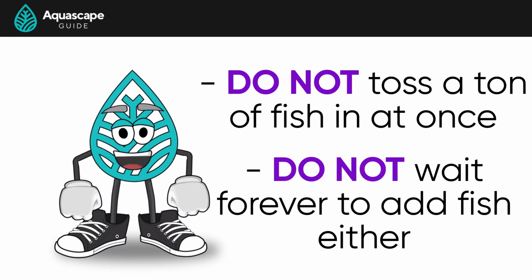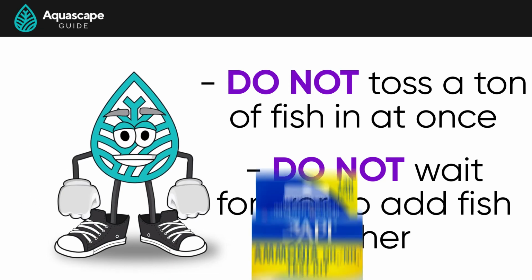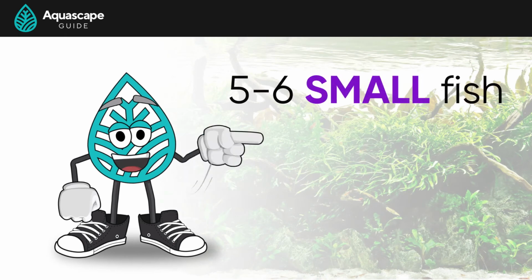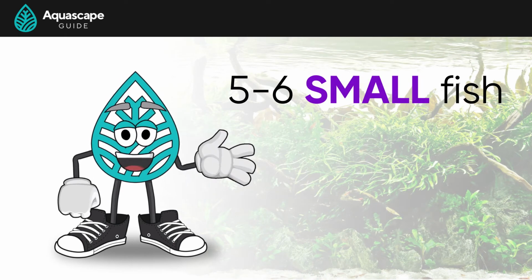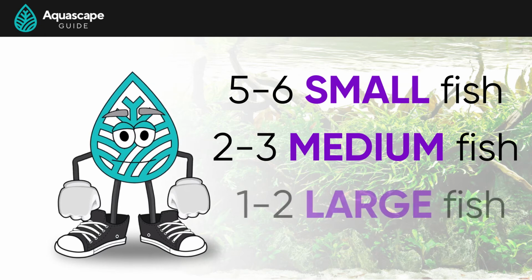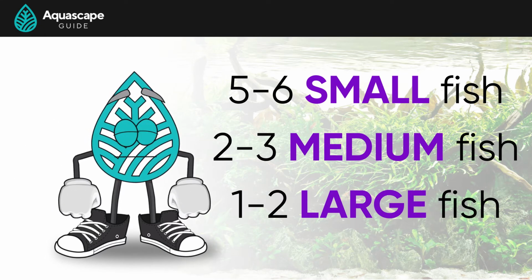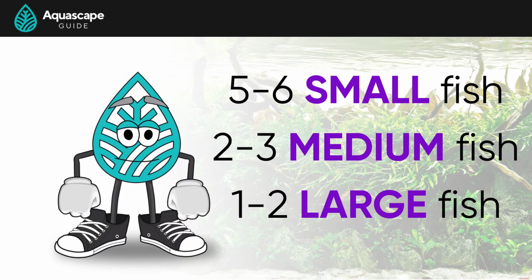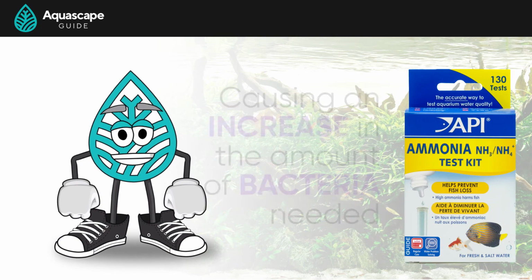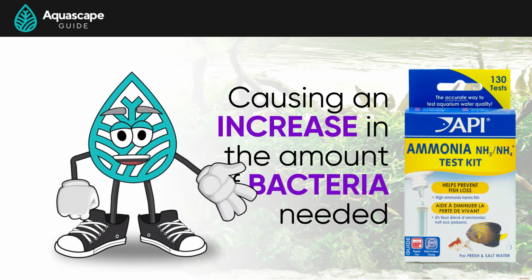We also don't want to wait forever after the tank is cycled to add fish, as our bacteria needs ammonia and nitrites to stay alive. We suggest to add 5 to 6 smaller fish, like schooling neons, or 2 to 3 medium-sized fish, or 1 large fish at a time. Remember, each fish you add is going to be like a little ammonia factory, swimming around, pooping and peeing. All this waste is going to kick up the ammonia content, causing an increase in the amount of beneficial bacteria that your aquarium needs.